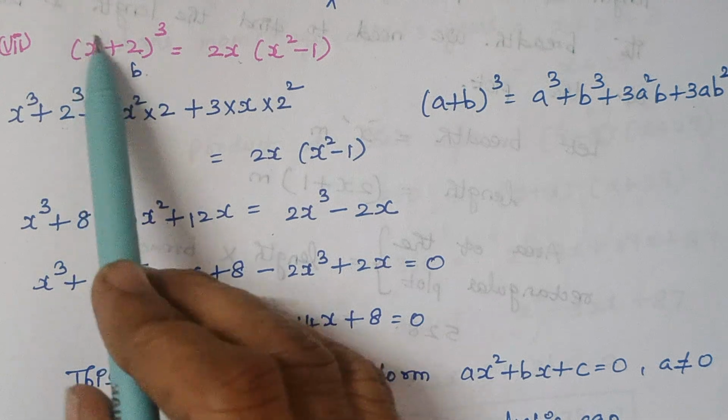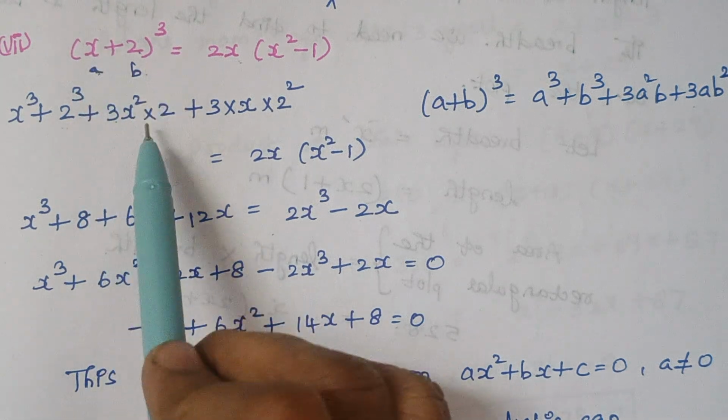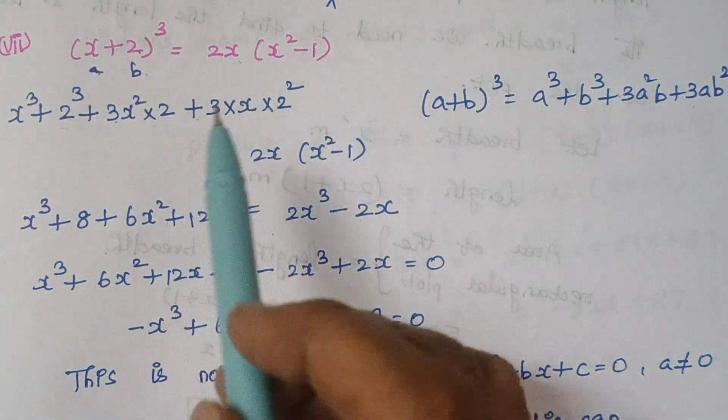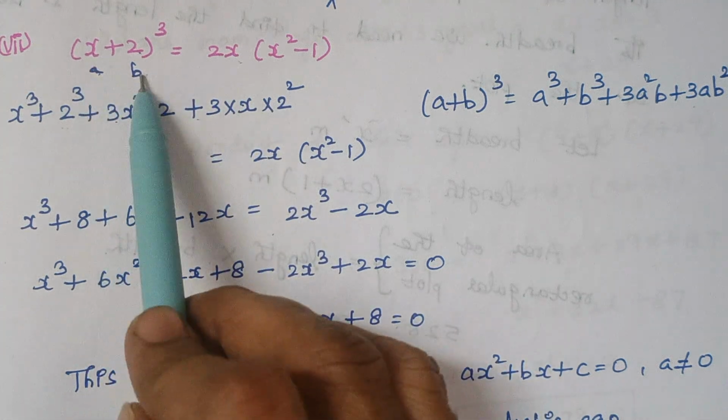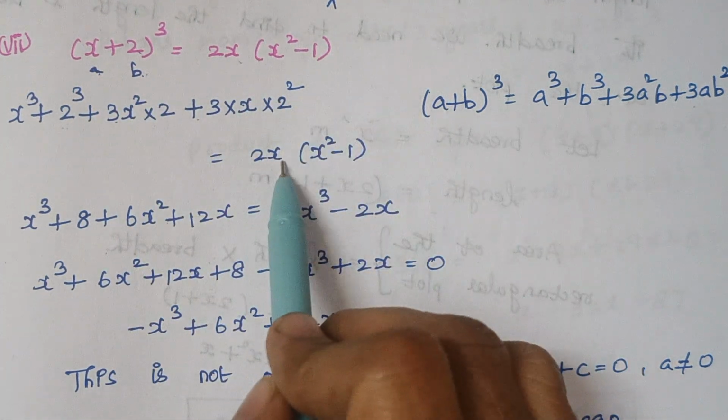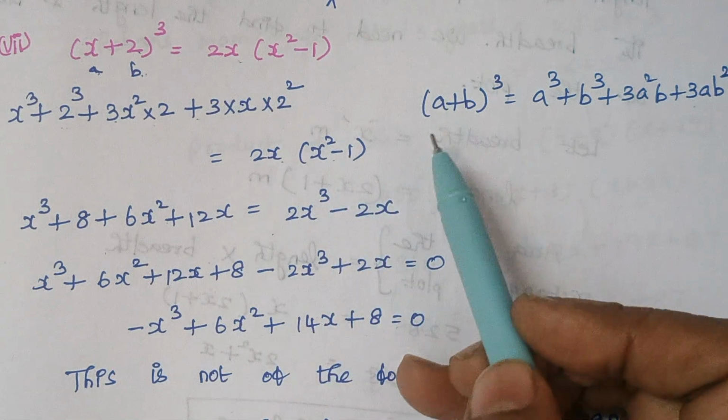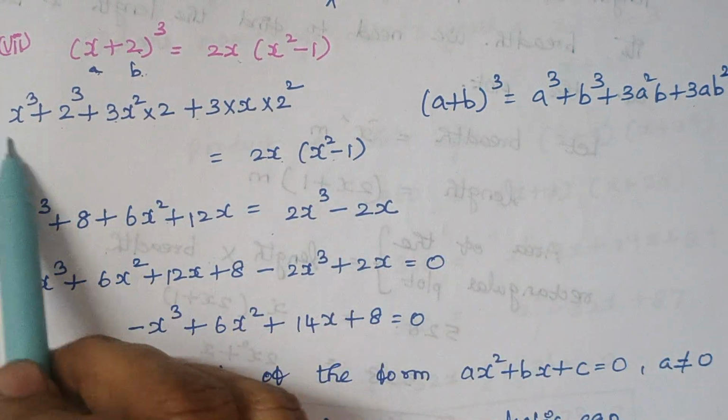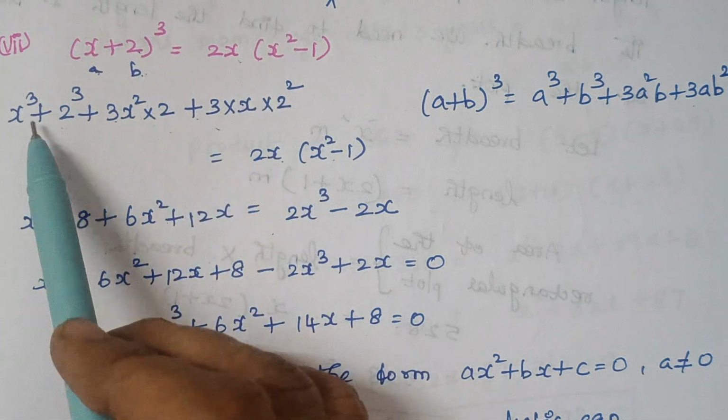In the place of a I have x, therefore 3x square into 2, plus again 3ab square, so 3 into x into 2 square, which is equal to 2x into x square minus 1. So here, again we are simplifying this equation.